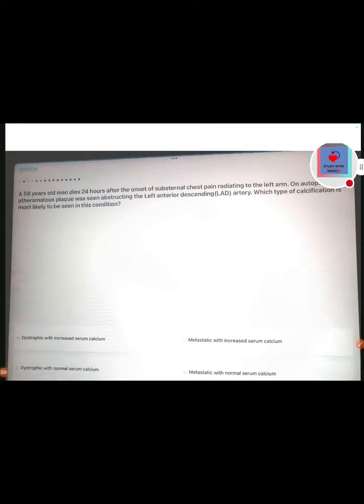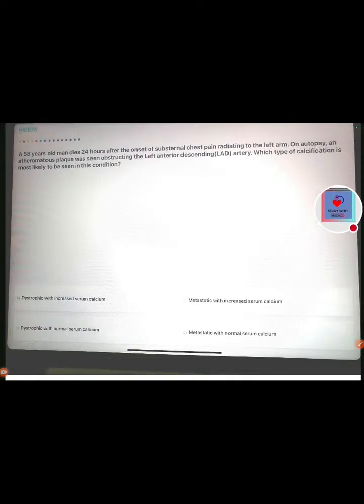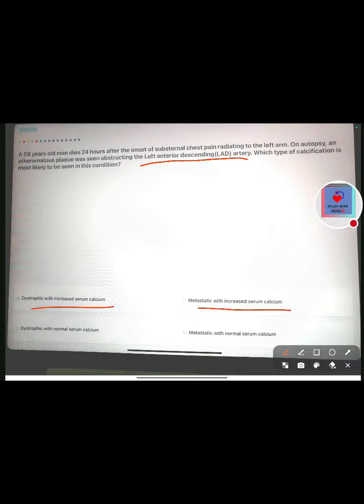Now let's talk about this. A 58-year-old man dies 24 hours after the onset of substernal chest pain radiating to the left arm. On autopsy, an atheromatous plaque was seen obstructing the left anterior descending artery. Which type of calcification is most likely to be seen in this condition? The options are dystrophic with increased serum calcium, metastatic with increased serum calcium, dystrophic with normal serum calcium, or metastatic with normal serum calcium.